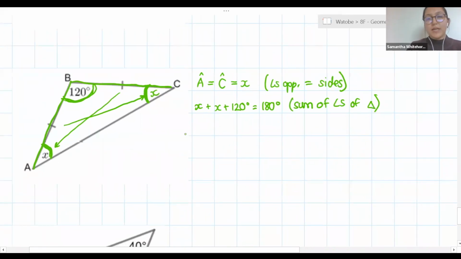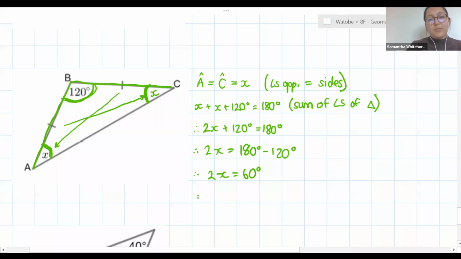And from here, we can now go and work out X. So X plus X is 2X, plus 120 equals 180. So we use our inverse operations and subtract 120 on both sides, which gives me 60. And then I have to divide both sides by 2 in order to solve for X. And so X is equal to 30 degrees.